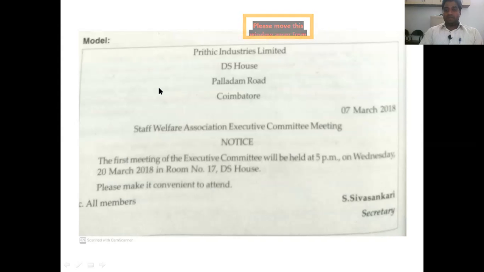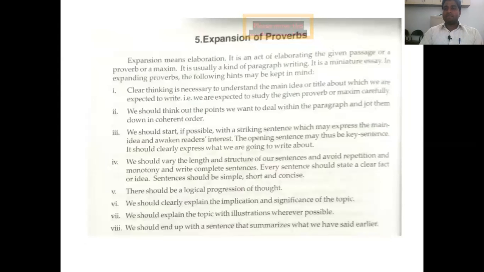So next we can move on to expansion of proverbs. What is expansion? Expansion means elaboration. It is an act of elaborating the given passage or a proverb or a maxim. It is usually a kind of paragraph writing. It is a miniature essay. In expanding proverbs, the following hints may be kept in your mind.